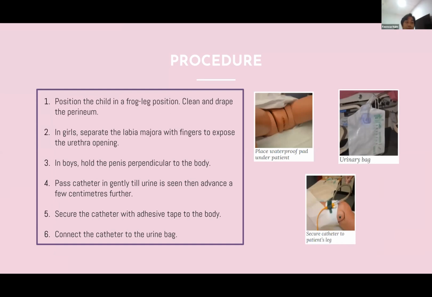So this is a brief procedure taken from the PATS protocol. So first we need to position the child in a forward position, clean and drape the perineum. In girls, we need to separate the labia majora with fingers to expose the urethral opening.